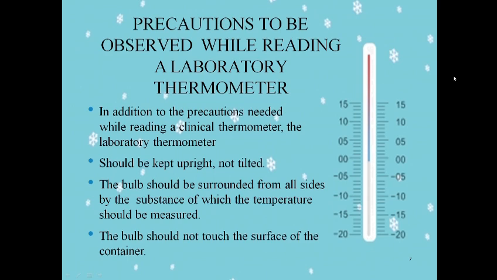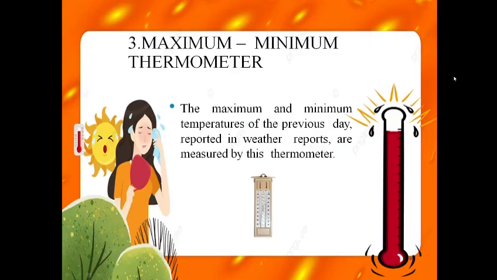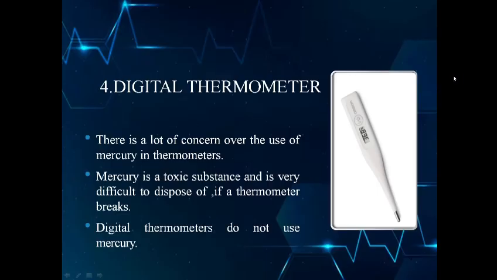Okay, the next thermometer is the maximum minimum thermometer. You must have heard in various weather forecasts that this is the maximum temperature of the day, this is the minimum temperature of the day. That maximum and minimum temperature of the day is measured with the help of this thermometer. This thermometer also works on the same principle of expansion of mercury. It has two columns. One on the right side determines the maximum temperature and one on the left side determines the minimum temperature. Okay, the last thermometer is the digital thermometer.